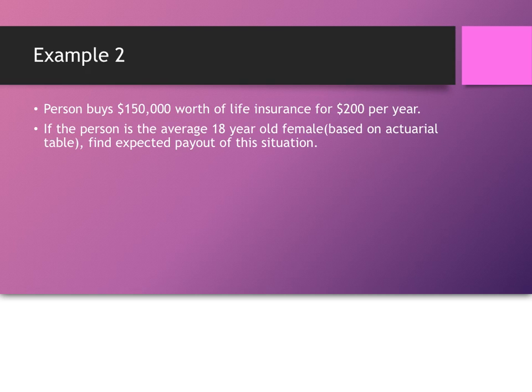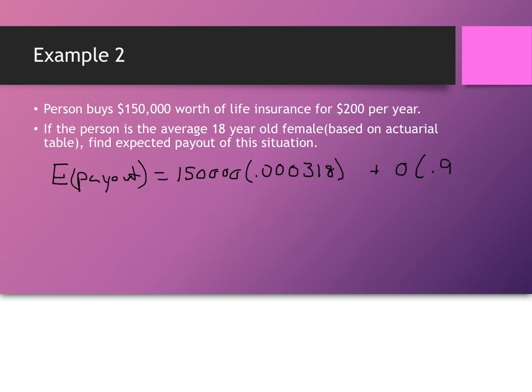All right, so what I've seen, so if I'm looking for the expected payout, we can take the total, 150,000. The chance that we get paid out 150,000, which is the same as the chance that the person is dying, is 0.000318. By the way, you could do this plus 0 times 0.99, what would that be? 9682. I think that's right. All right, but obviously the second part is going to be 0.